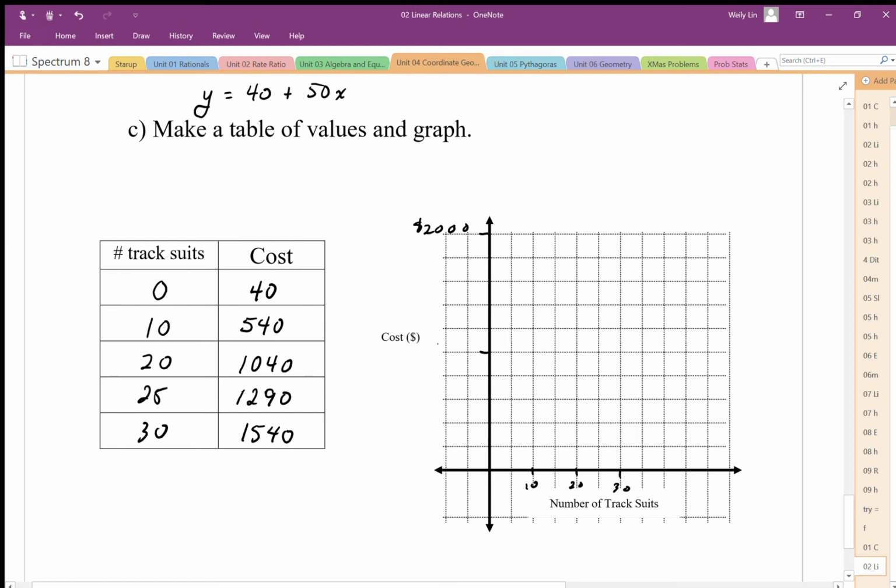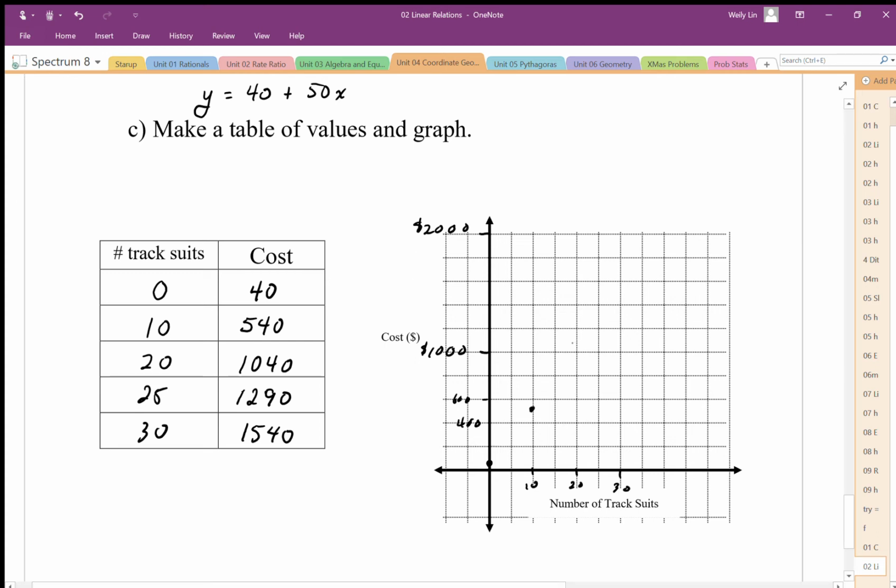You're not going to get some really weird looking graph. Okay, so it's going to be $1,000 here. So 0 tracksuits costs us $40, so that's going to be way down there. 10 tracksuits is going to be 540, so maybe somewhere around here. That's going to be 400, that's 600, so it's going to be a little bit closer to 600. 20 tracksuits is going to be 1,040, so maybe right about there.